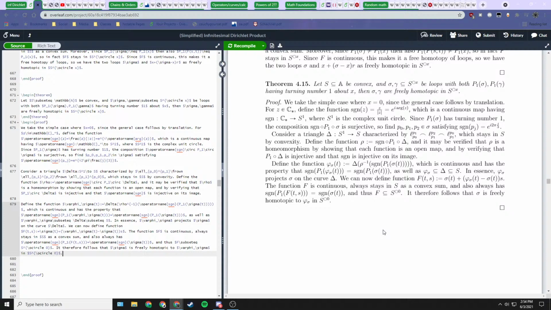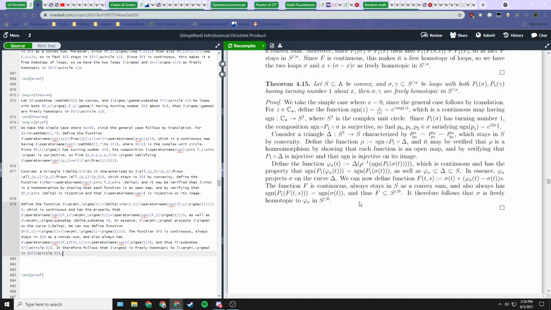The claim that we were working on is: let S be a convex set. Sigma and gamma are loops in this punctured domain, such that their projections have turning number 1. So their projections go in the counterclockwise direction for one full turn about x. And the claim is that these are freely homotopic. So we're going to create a free homotopy for them.